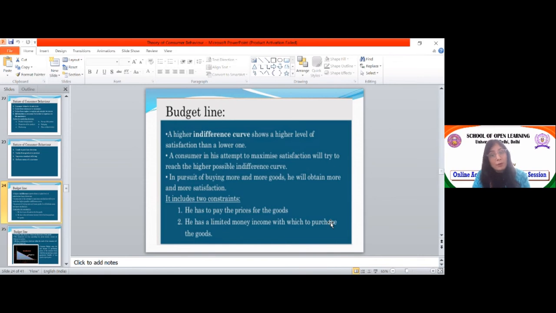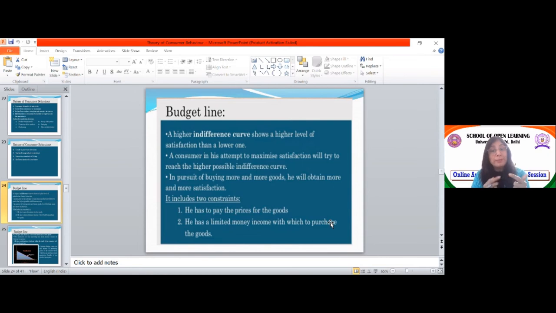So when we talk about a higher indifference curve, it shows a higher level of satisfaction than a lower one. So higher indifference curve, higher satisfaction, lower indifference curve, lower satisfaction. So we always want to go for the higher satisfaction. Now a consumer, in his attempt to maximize satisfaction, will try to reach the highest possible indifference curve. Because human tendency is always to reach maximum satisfaction. So we always try to go to the higher indifference curve, but there is a budget constraint.